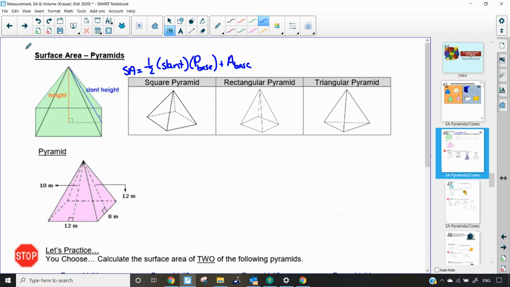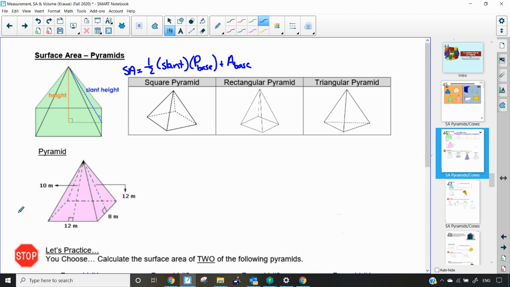Now, when we're working with surface area of pyramids, it's important that we know our slant height. Sometimes we have to use our perpendicular height to find our slant height, so often we have to use the Pythagorean theorem, but the perpendicular height is more applicable to volume. The slant height is what we need because if I were to unfold this pyramid, as this piece tips down, the slant height of the pyramid becomes the perpendicular height of the triangle.